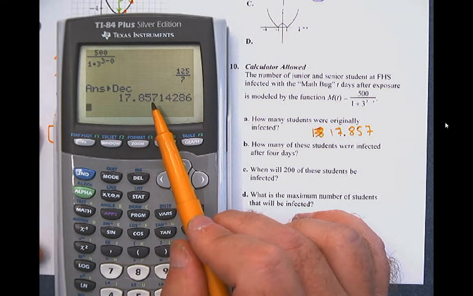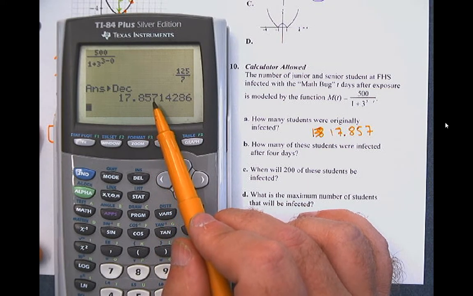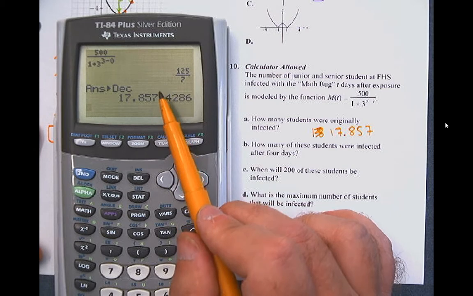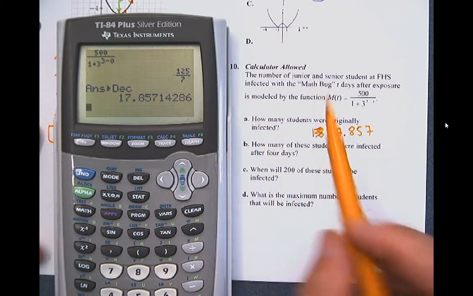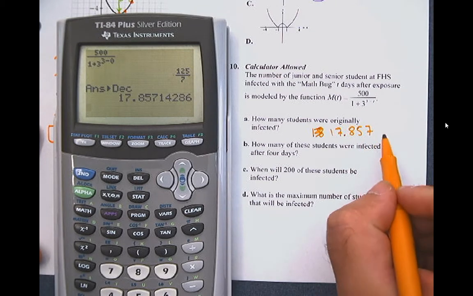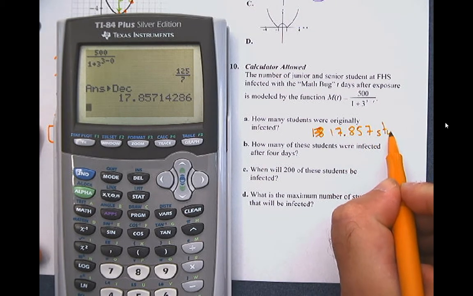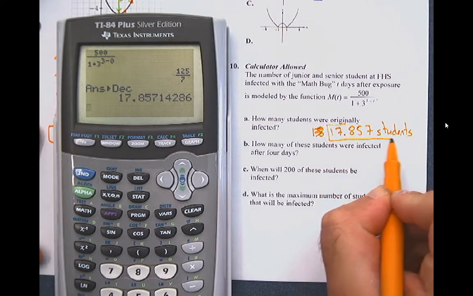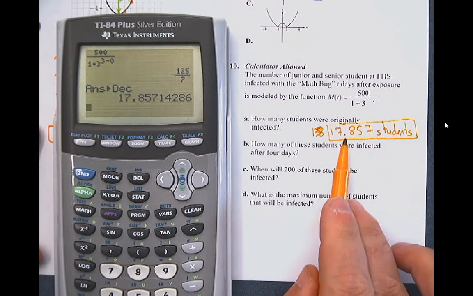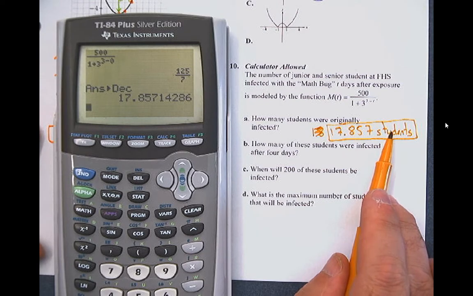In calculus, we always go 3 decimal places. We also never round. We truncate, which means whatever happens after the 3rd decimal place just gets chopped off. The other thing that's very important is you must have a unit attached to story problems. 17.857 would be worth 1 point. The word students is worth another point.